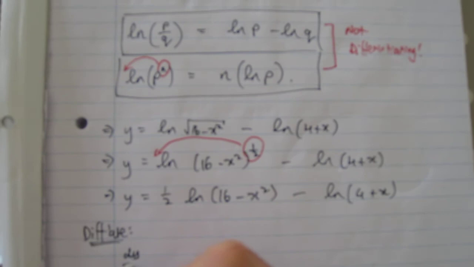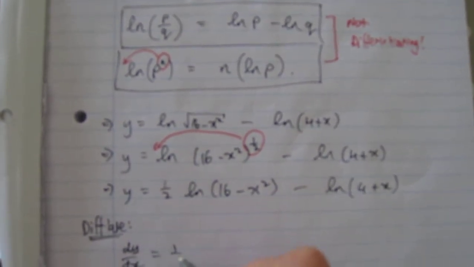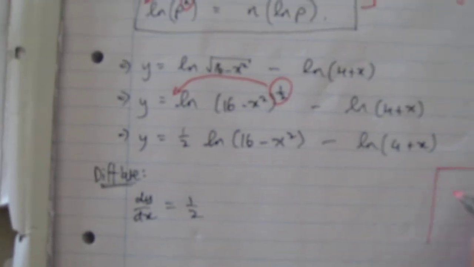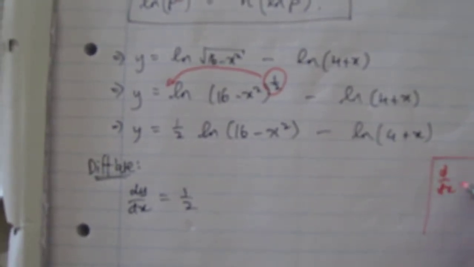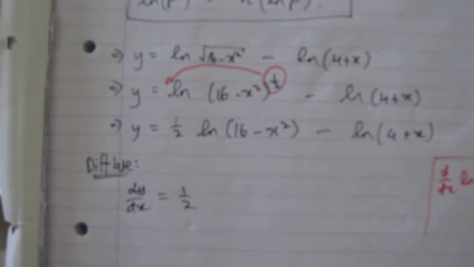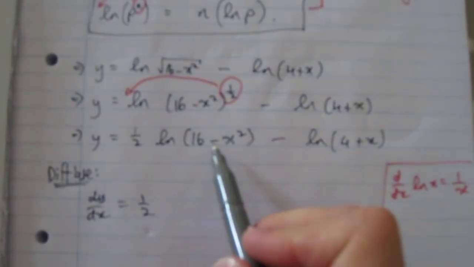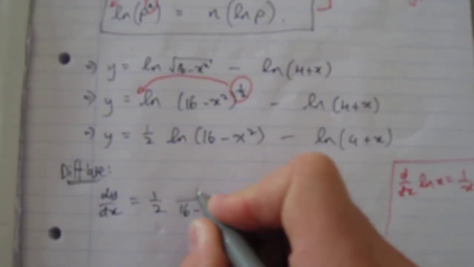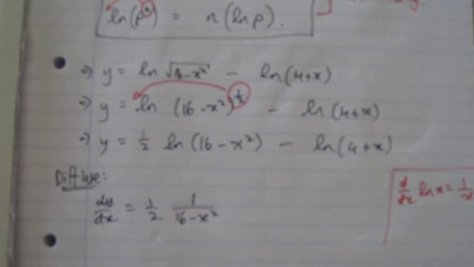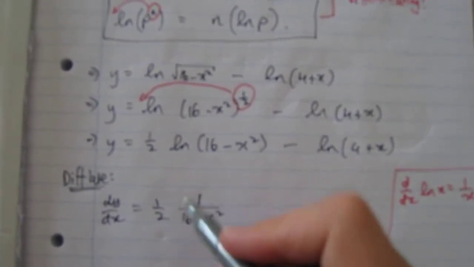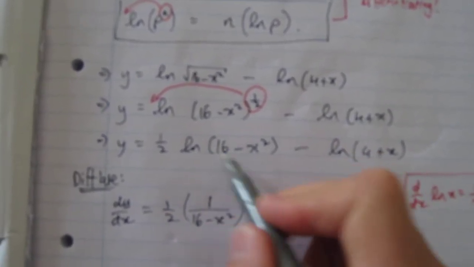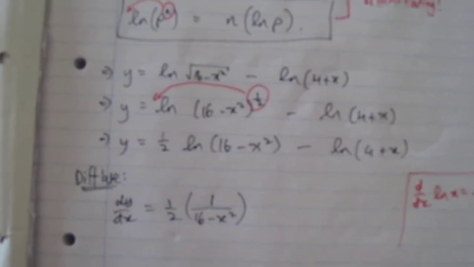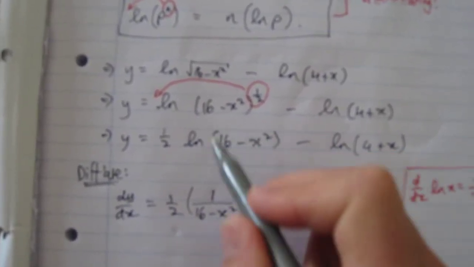So now dy dx, we have a half, so we leave the half out the front. And if you remember, when you differentiate ln of x, you get 1 over x. So when we differentiate ln of something, we should first of all get 1 over that something. And if you remember your chain rule, then we need to multiply by the derivative of this thing.